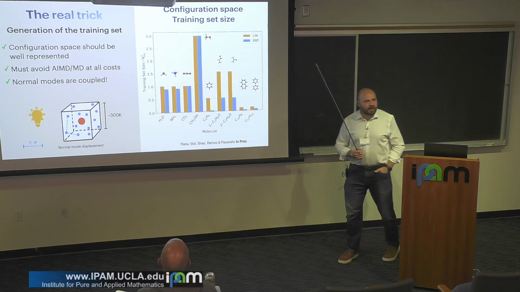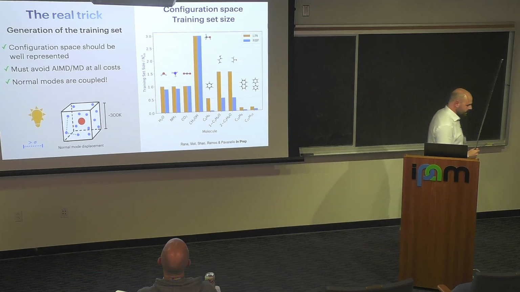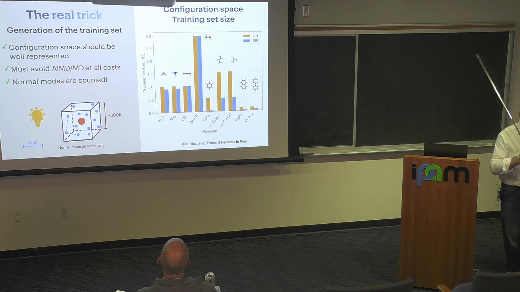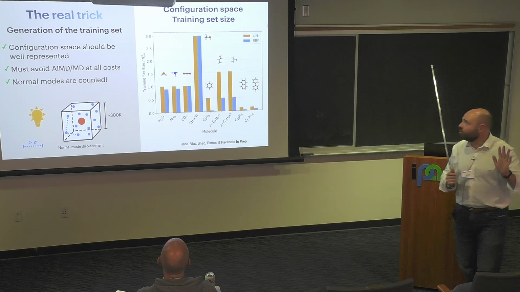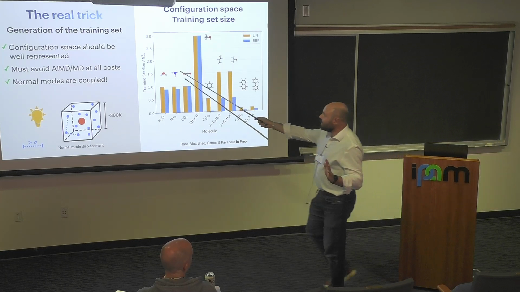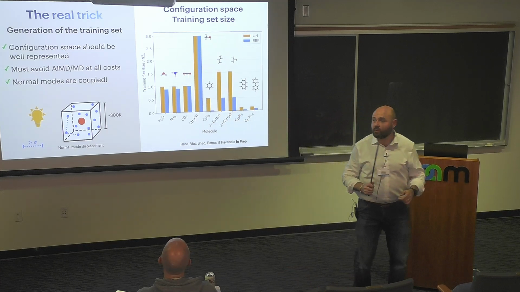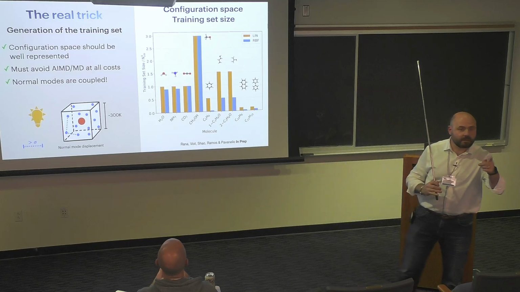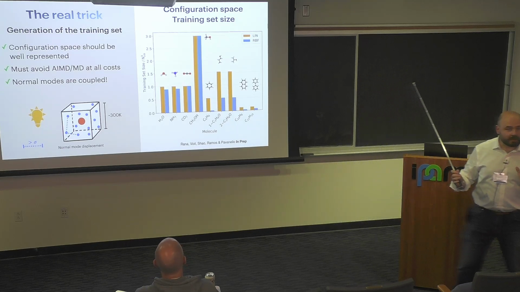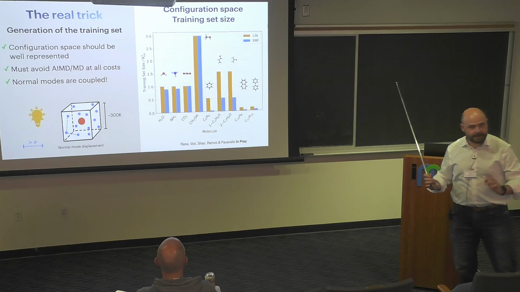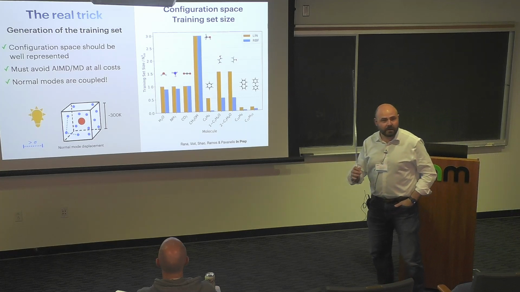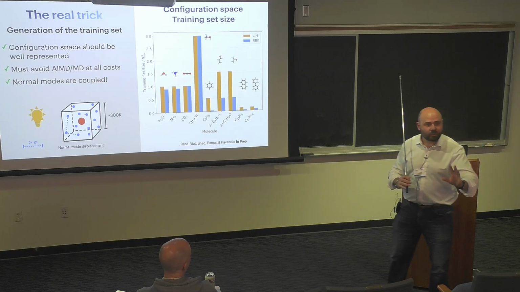So if I compare how many of these training set points do I need compared to the cube of the number of atoms, I go back to your question, I think. This method is cubic in computational complexity. So then you may wonder, why are you doing this?